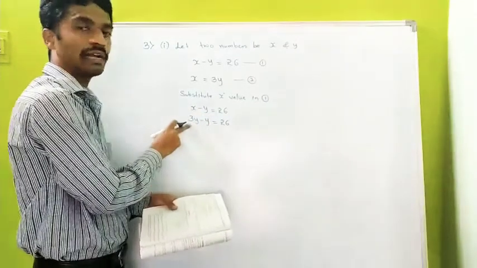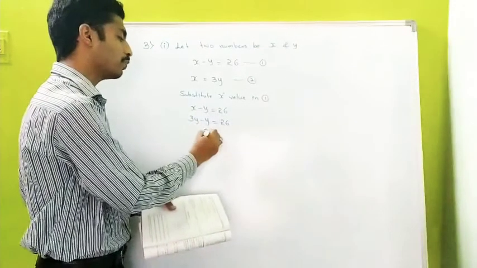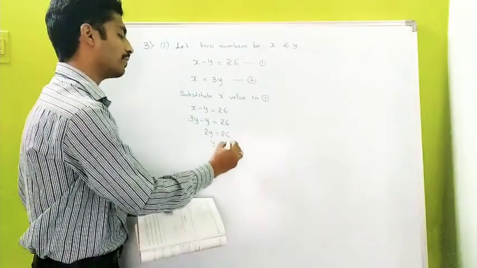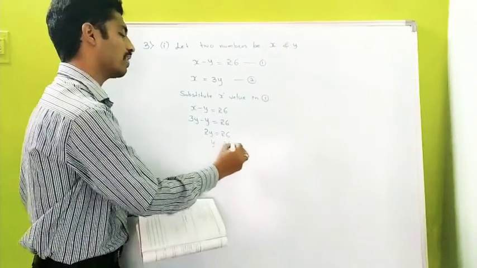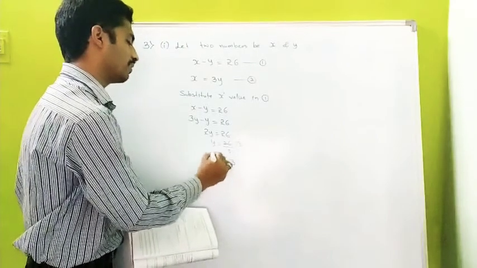3y minus y will be 2y equal to 26. So y equal to 26 by 2. 2 ones are 2, 2 thirteens are 26. So y equal to 13.